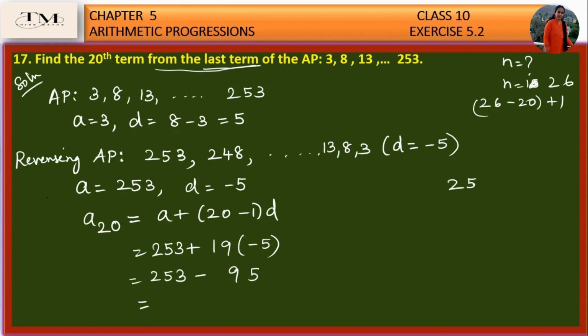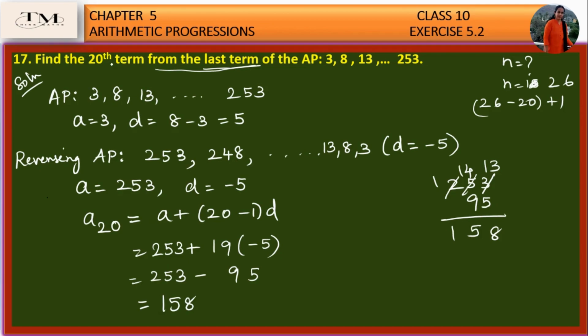Shall we subtract 95 from 253? So 3 minus 5 is not possible, so I am taking from the tens place. So this will become 13. 13 minus 5 is 8. 4 minus 9 is also not possible. I am taking from this, so 14 minus 9 is 5. 1 minus 0 is 1. So the answer is 158.